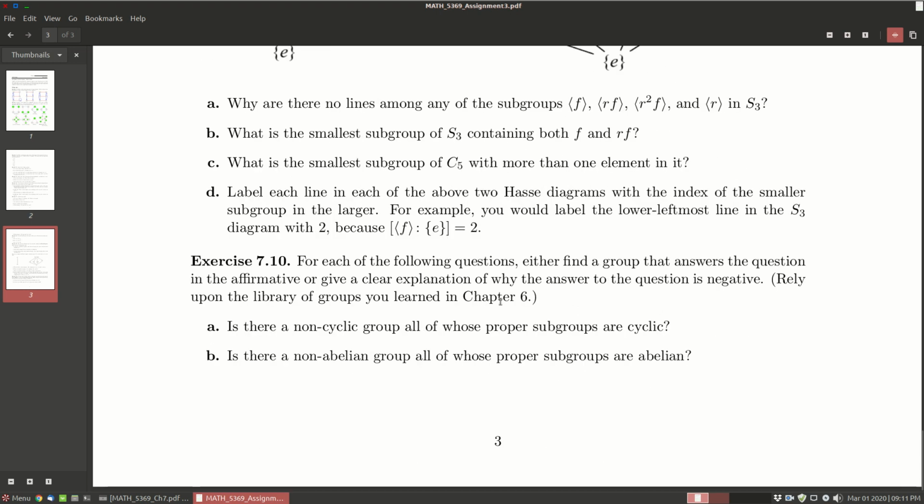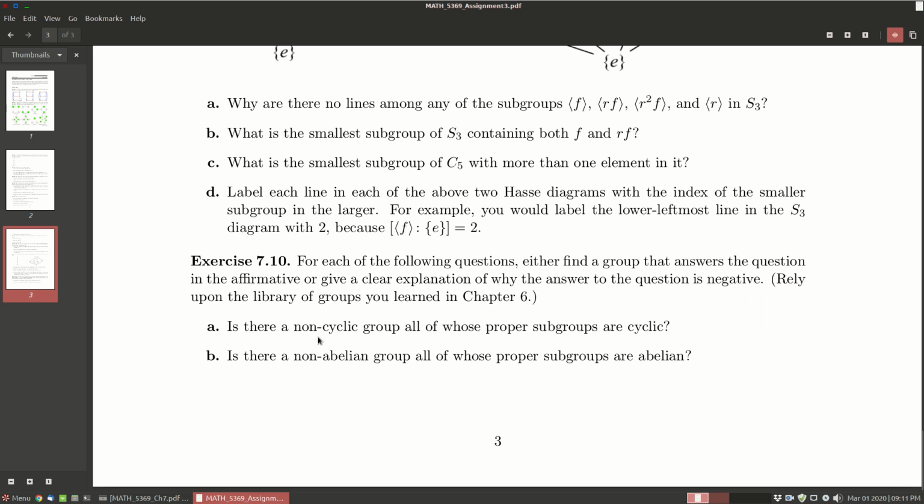And then on the last one, for each of the following questions, either find a group that answers the question, meaning find a group that is an example, or basically give a reason why it can never happen. So I'm suggesting to you to really use those groups that we learned about in Chapter 6. I'm not expecting you to know things outside of that.